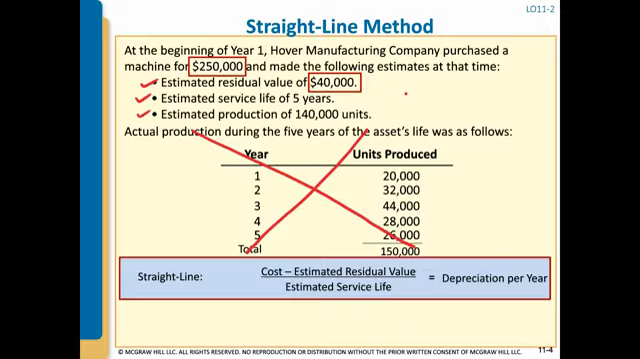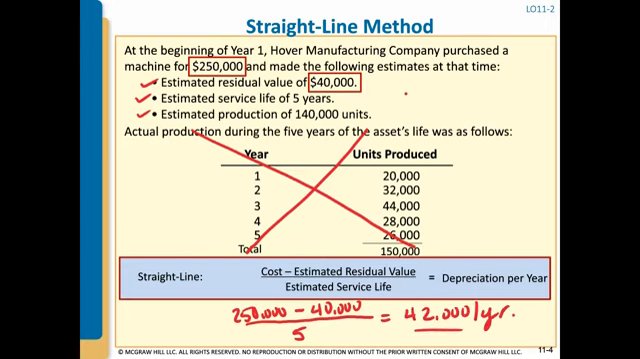The formula for the straight line method is the cost, so the 250,000, minus the estimated residual value, which the problem tells us is 40,000, divided by the estimated service life, which is 5 years, gives us our depreciation per year. So this is the depreciation for the full year.